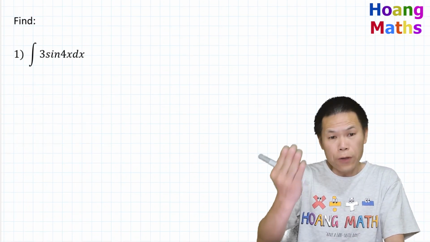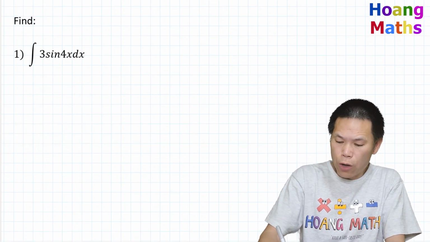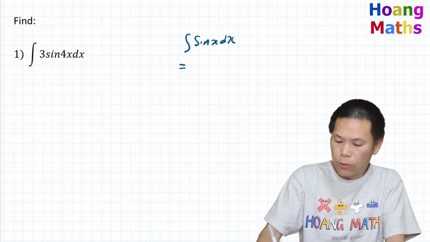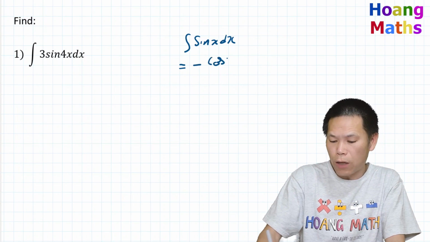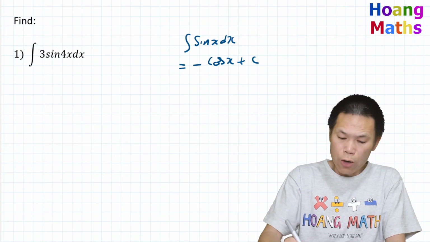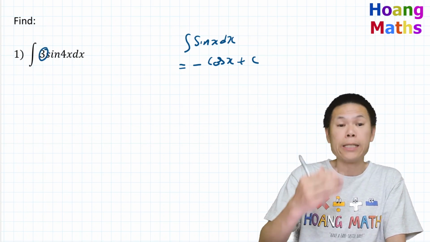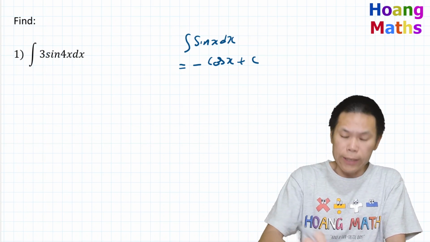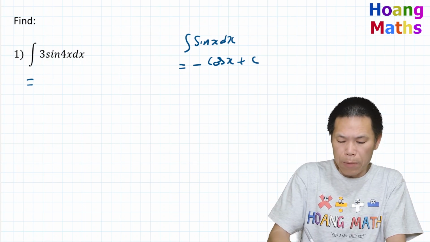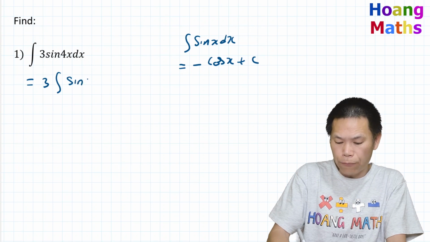First one. First of all, we need to know that if I integrate sine of x dx, it is equal to negative cos of x plus c. Now we know that the 3 in front here is a constant, so I can just take it out. This is exactly the same as 3 times the integral of sine of 4x dx.